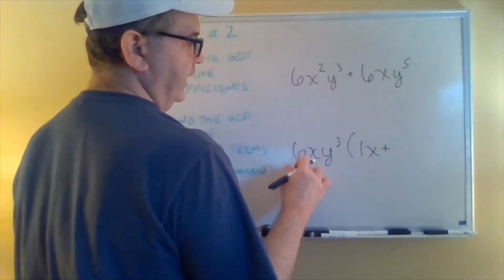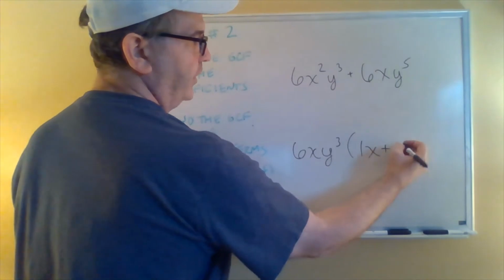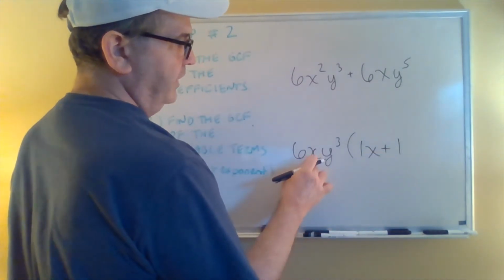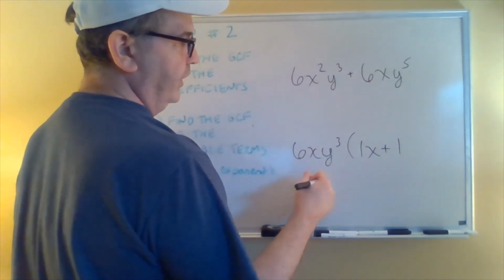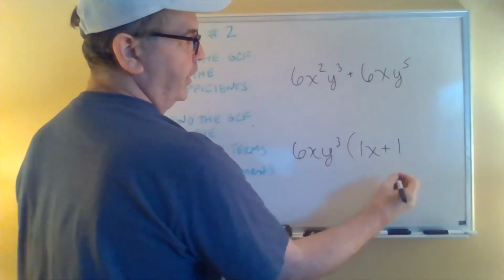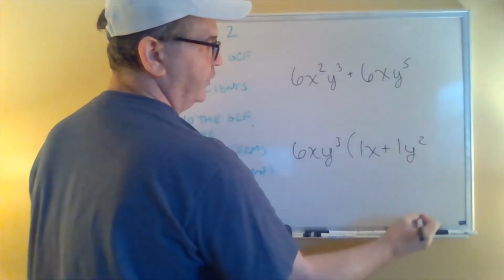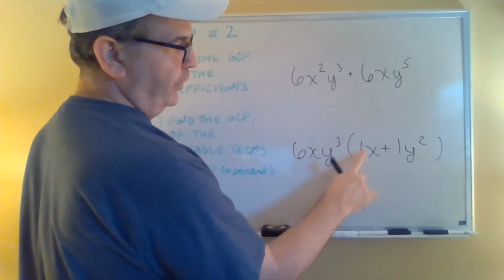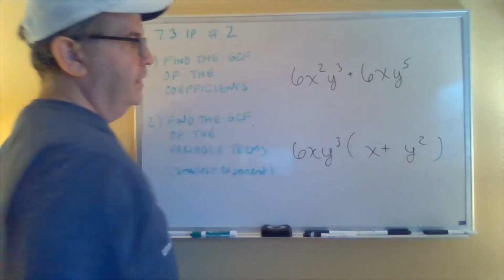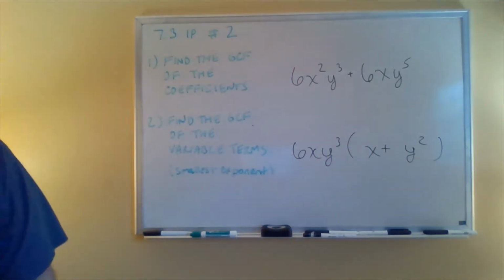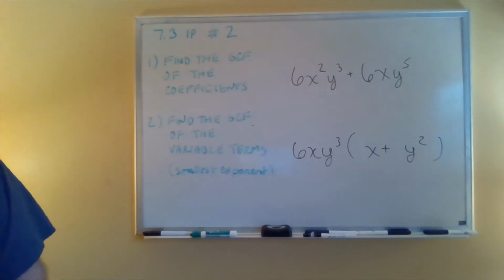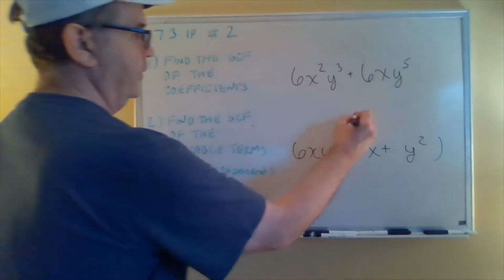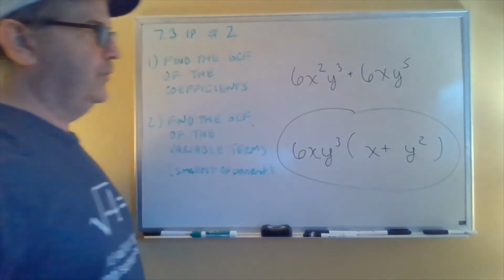So now I'm going to do the second term. I'll have 6 divided by 6 is 1 again. X into x, they just cancel out. And if I take y cubed out of y to the 5th, that leaves me with y squared. Remember, if I have 1 as a coefficient, I don't write it. So there's my answer there, 6x y cubed times x plus y squared. There's our answer to number 2.